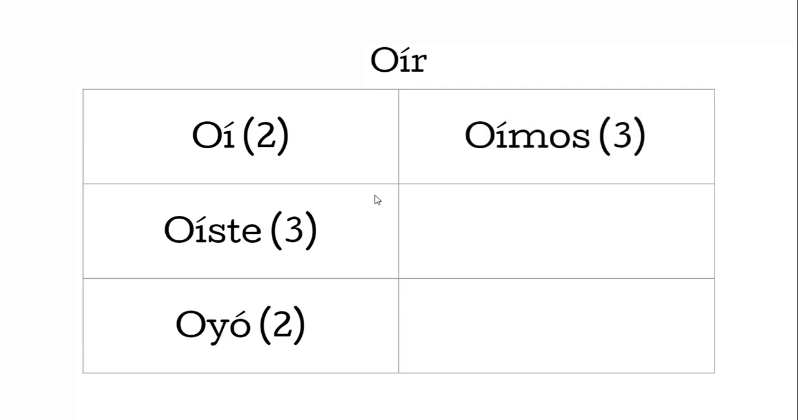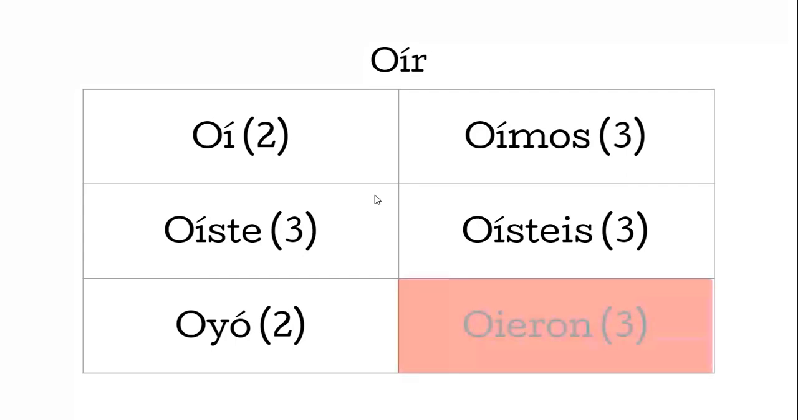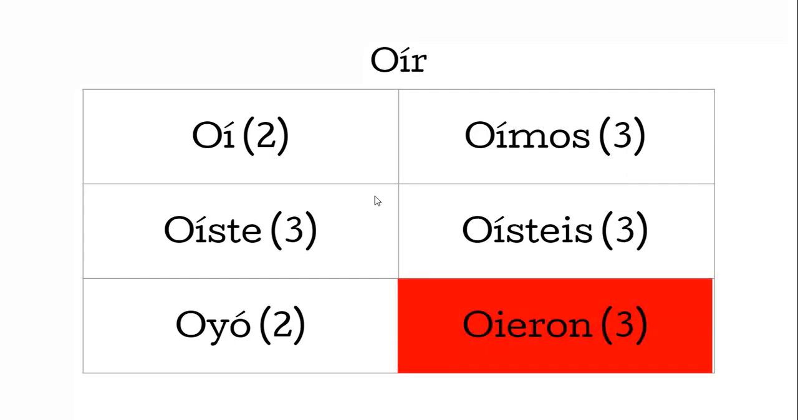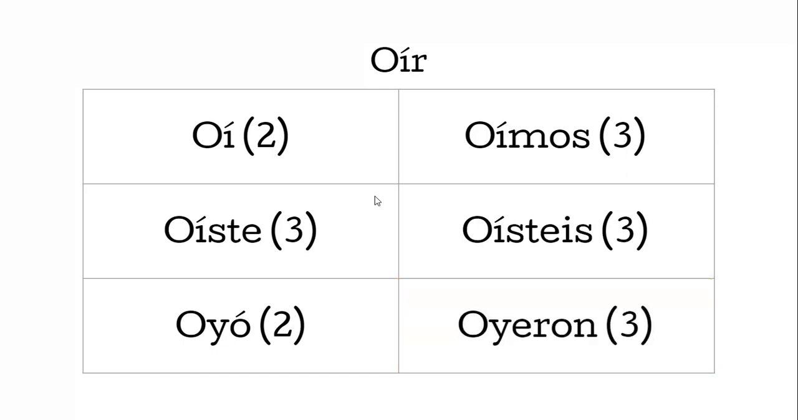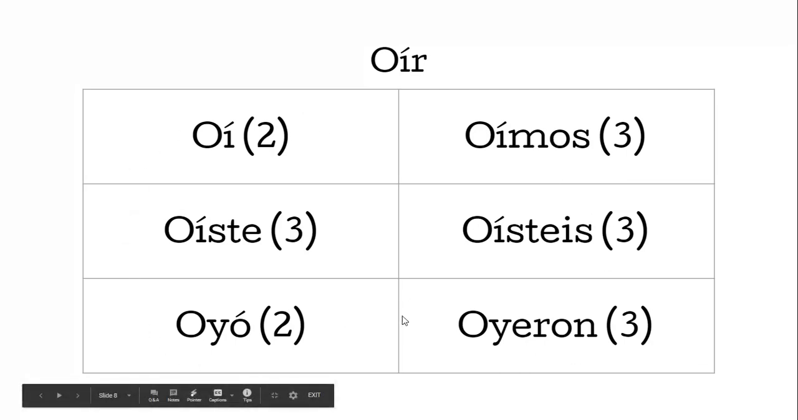The nosotros form is oímos, we have to split the O and the I by putting that accent over the I so that it becomes a strong one. 2 strongs can't go together, so it'll be oímos. Oísteis, same thing, accent over the I to split it, so it's not oisteis, but rather oísteis. And at the end, oyeron, but again, we don't want to have the O, the I, and the E. Does the I go with the O or the E? That's confusing. So what we're going to do is go like this, oyeron. Then we know oyeron, and it's much easier. Notice with these verbs, you're going to have an accent in every box minus this box right here. No accent there.